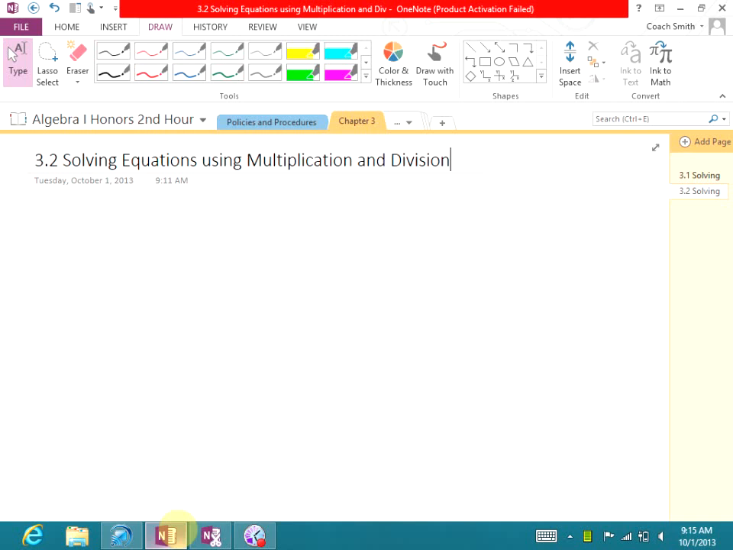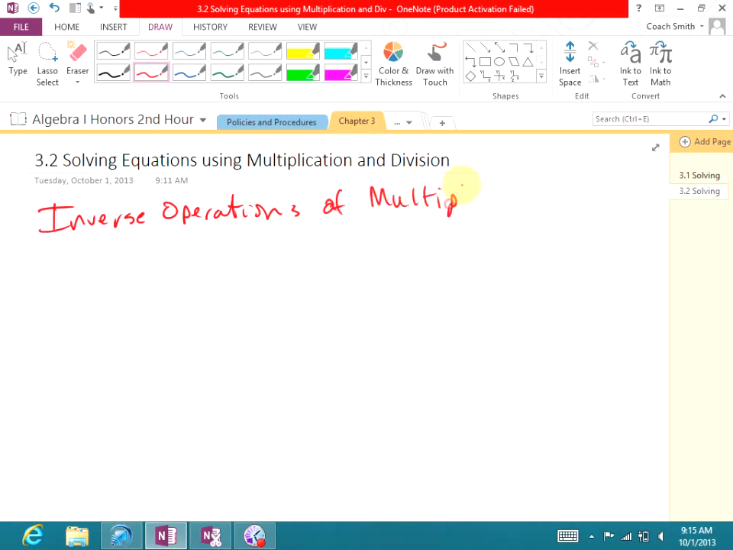All right, 3.2. Basically solving equations again, but now we're using multiplication and division. So basically what we're doing is this. We do the inverse operation of multiplication and division.